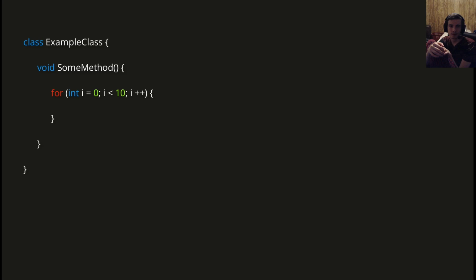Between the two curly brackets, we then have the body of our loop, which I'll make simply print out the value of I. If we run this code now, we'll see that it prints out the values from 0 to 9. So if we think through this step by step, it should be clear how the loop works.